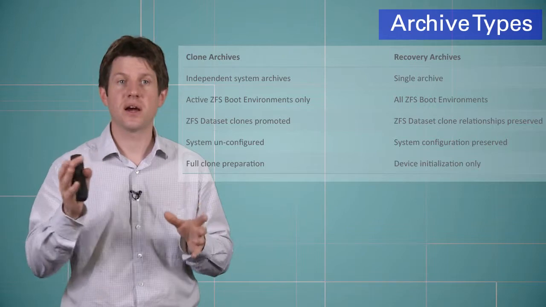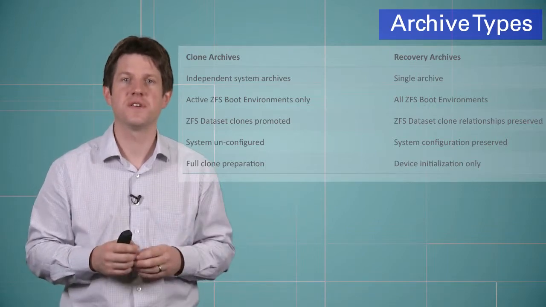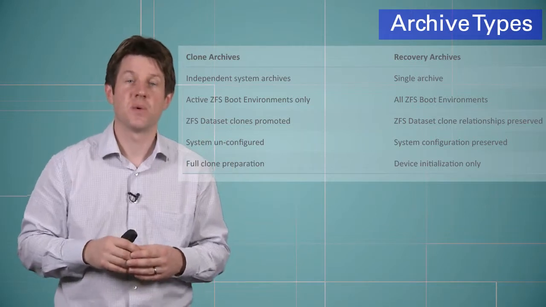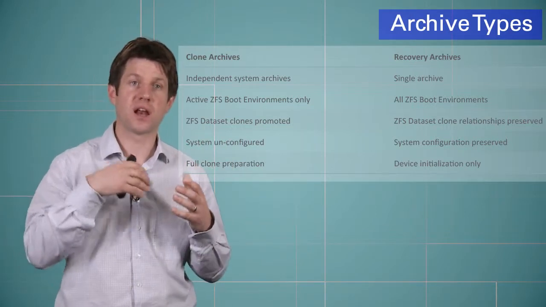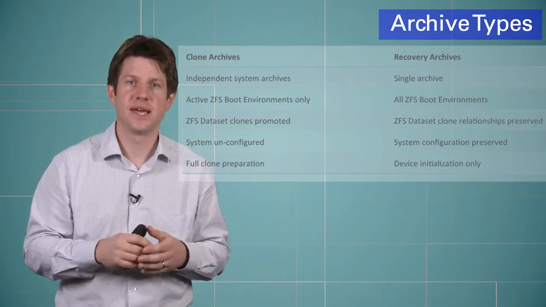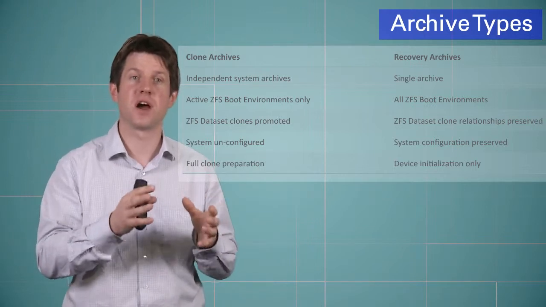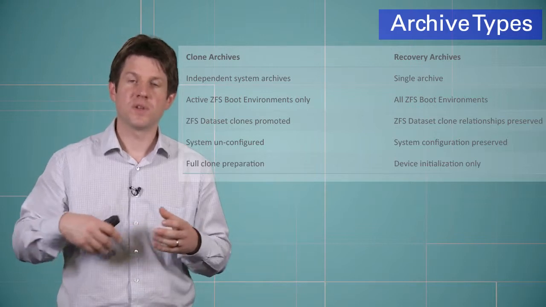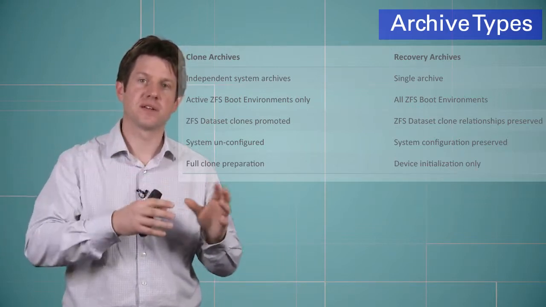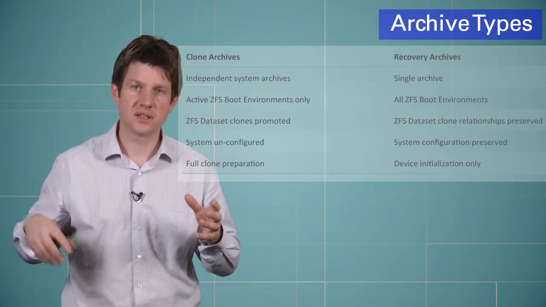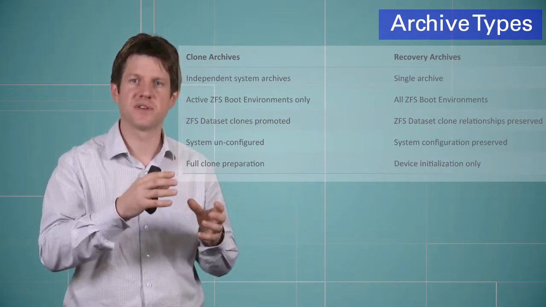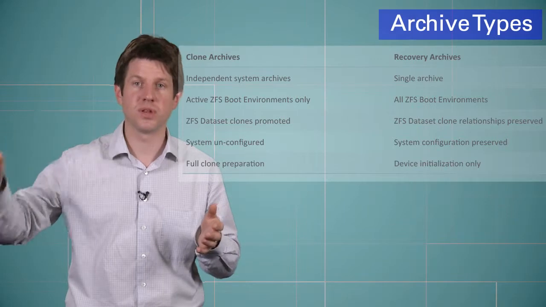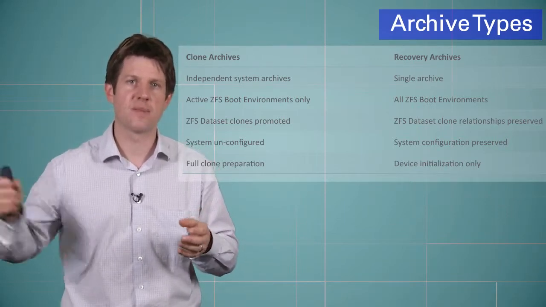So there's two archive types. One's a clone archive, and the other's a recovery archive, and they have subtle differences. When you take a capture of a clone archive on a particular system, it'll only capture the current boot environment. We'll cover boot environments a little bit later. But it also system unconfigures the archive, so that it doesn't store any specific system configuration. And that means that it can easily deploy out to multiple nodes, multiple different virtualized environments.